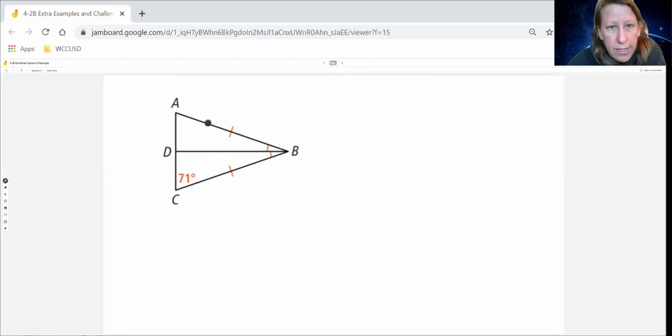So I see an isosceles triangle. I see a 71-degree angle here. That's across from that mark. So what's up over here? 71. Okay, I see little angles that have the same mark. Can I find out what those angles are?